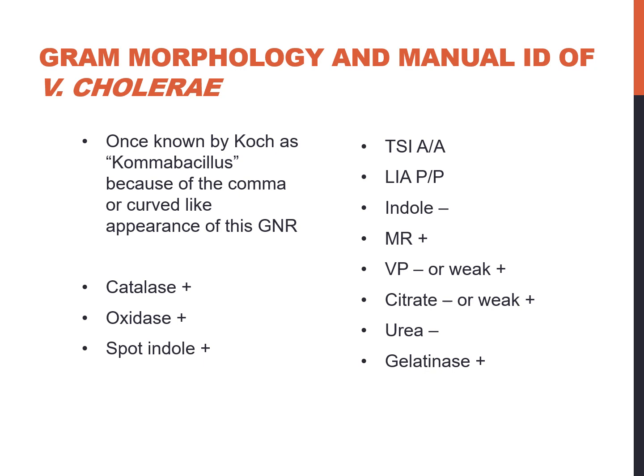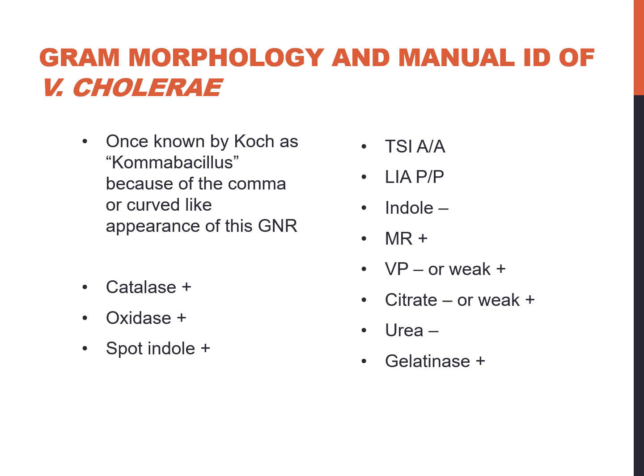Metabolically and enzymatically, you can see that it's catalase positive and oxidase positive. Spot indole positive. The TSI is going to be acid over acid because it is a sucrose and a glucose fermenter. The LIA is going to be purple over purple. Indole is negative. Methyl red is positive.